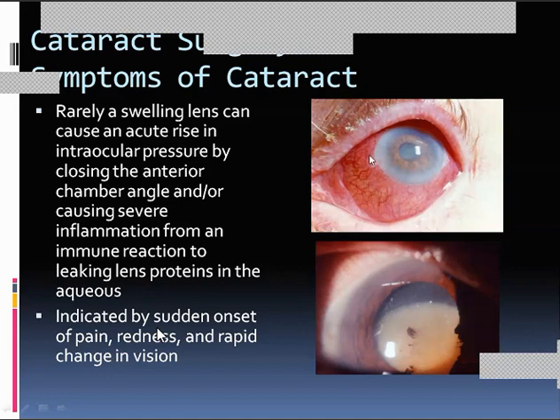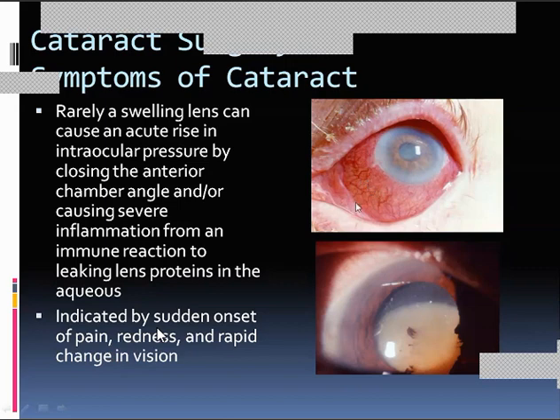What will happen? The outflow of the aqueous is not possible because of the peripheral anterior angle closure. Sudden pain occurs in this patient, and the episcleral veins are also congested like this. That is leading to intense pain in the eye. That is nothing but lens-induced glaucoma, and it also leads to inflammation, because the lens is leaking.